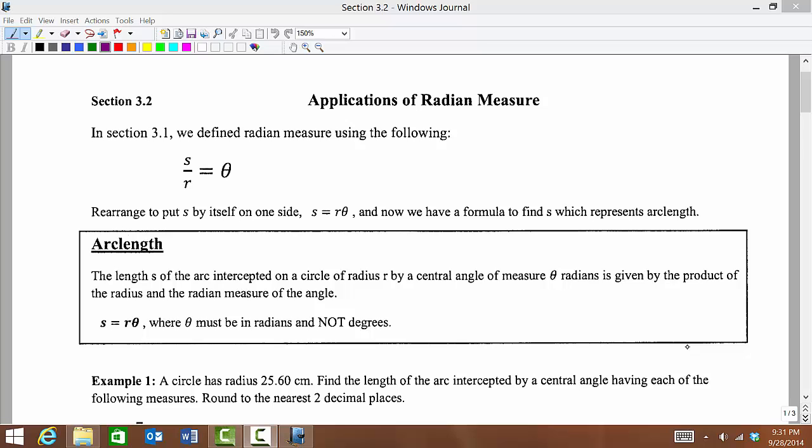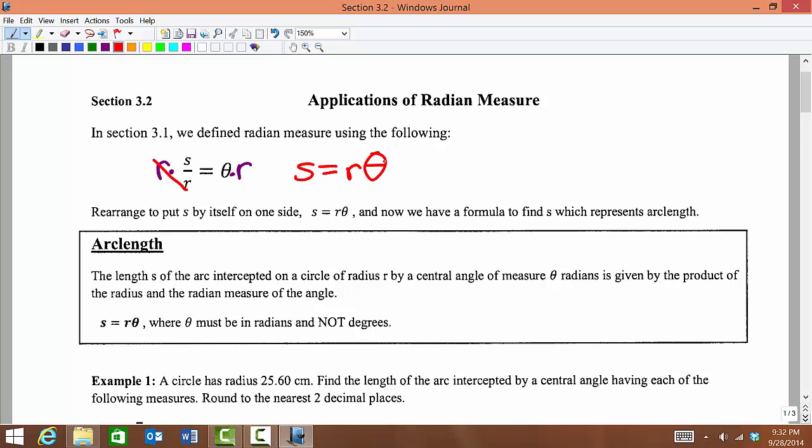In section 3.1, we defined radian measure using the following formula: arc length, S, divided by r, the radius, is equal to our angle measured in radians. If we take this formula and multiply both sides by r, then we get the arc length formula. So S, the arc length, is equal to the radius times the angle, the central angle measured in radians.